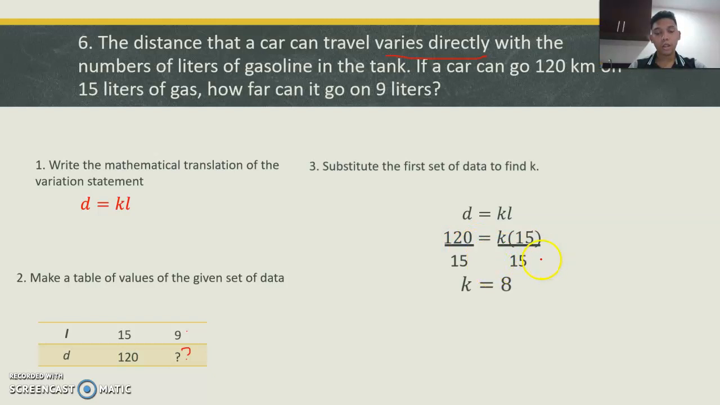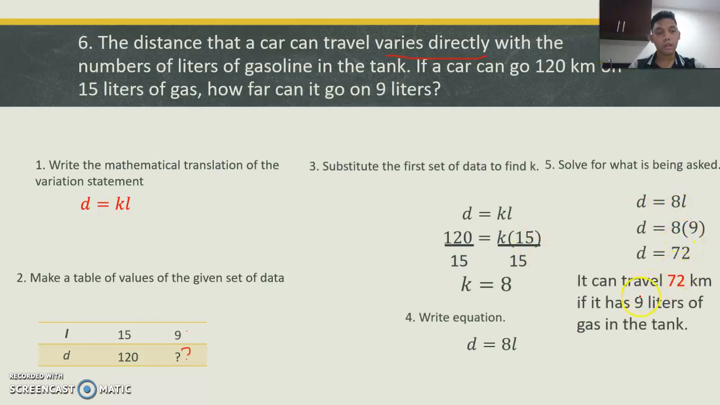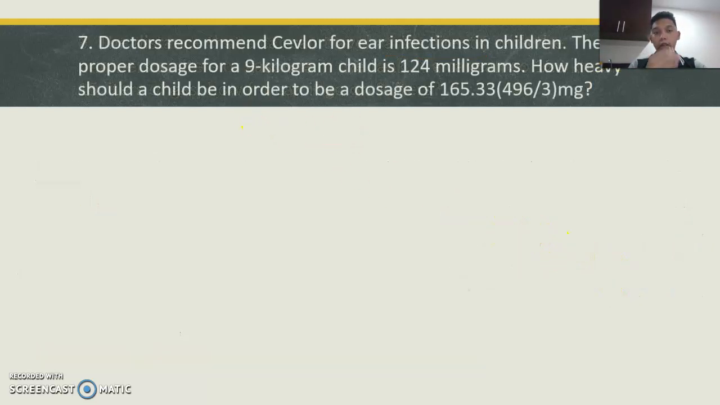k is equal to 8. k is equal to 8, then our equation will be d is equal to 8L. d is equal to 8L, we can now solve for the distance. Just replace the value. So liters is 9, so 8 times 9 is 72 kilometers if it has 9 liters of gas in the tank. So I have here one last example.